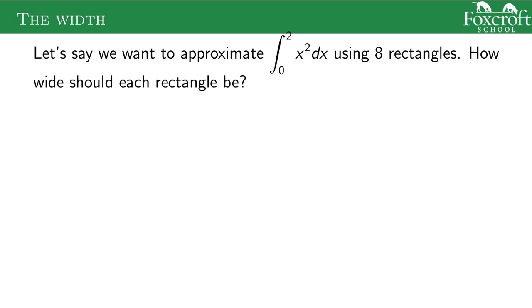So let's say we want to approximate the integral from 0 to 2 of x squared dx. Remember, this means the area from 0 to 2 of x squared. We can think about what this looks like. X squared is this parabola, and we're trying to find this area here. We're trying to do it using 8 rectangles. How wide should each rectangle be?